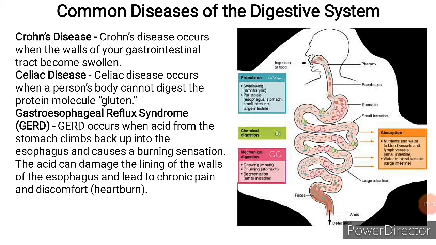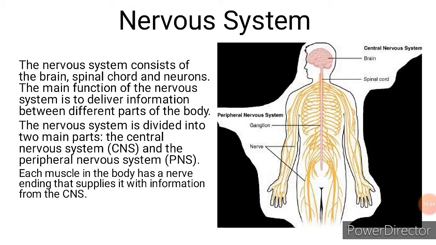Okay, celiac disease occurs when a person's body cannot digest a protein molecule called gluten. Gluten is found in most carbohydrates, which are the body's main source of energy production. People who have celiac disease and consume gluten can suffer serious damage to the lining of the small intestine. This can lead to a variety of symptoms, even death. So it's very, very important you know some of all these diseases.